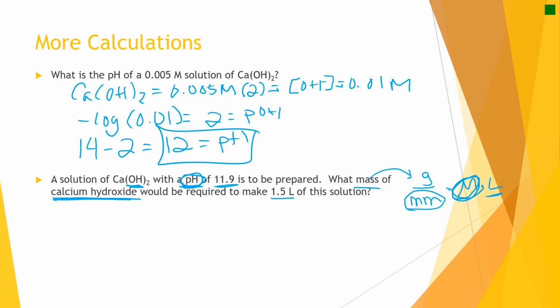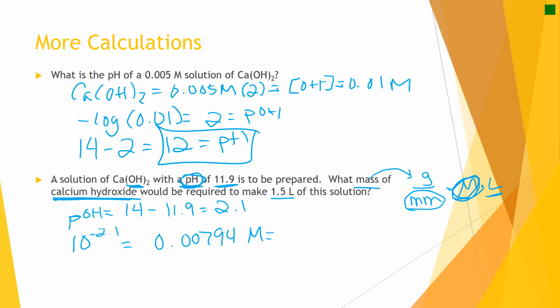So you're going to find my pOH first. You're going to take 14 minus 11.9, and so my pOH is equal to 2.1. So to find my OH minus concentration, I'm going to take 10 to the negative 2.1, and that equals 0.00794 molar, which equals my hydroxide ion concentration.